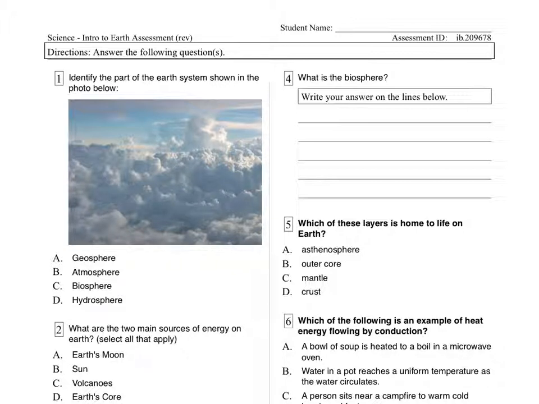Number one, this is the atmosphere. Geosphere is the land, atmosphere is the air, biosphere is living things, and the hydrosphere is all water. So, yes, technically there is moisture in this photo. They're clouds, so it's all moisture, and this would be something that I would actually give to them if they came back to me and said, "Oh, I said hydrosphere because of the moisture in the clouds," but I don't really think they'd be thinking that deep before they thought of atmosphere. So that was that one.